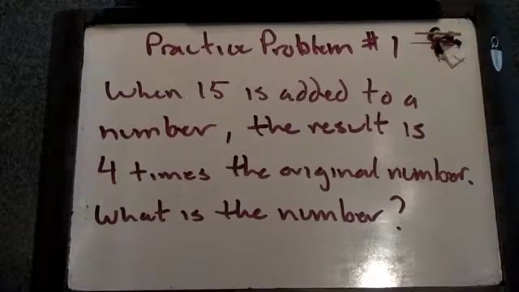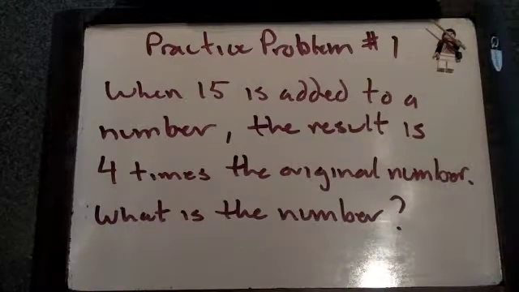Okay, today we're doing math project number 42. Practice problem number 1. When 15 is added to a number, the result is 4 times the original number. What is that number? Okay, so this is a pretty short problem.